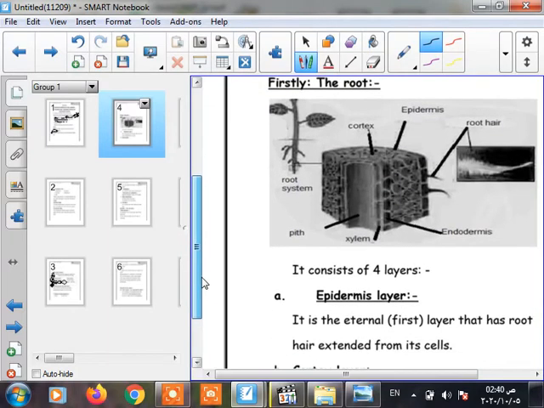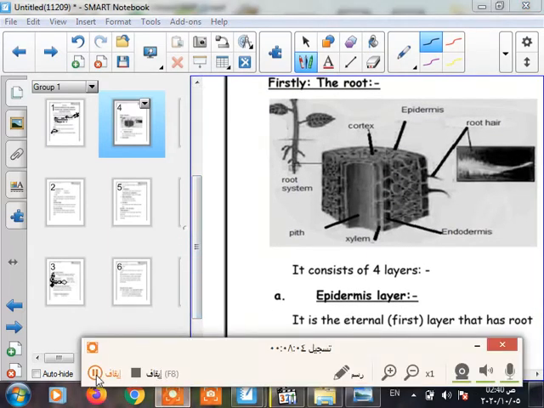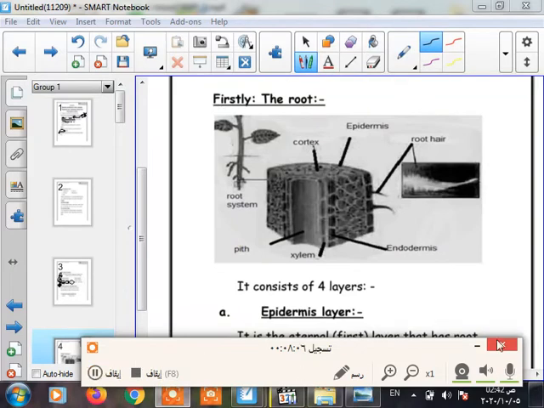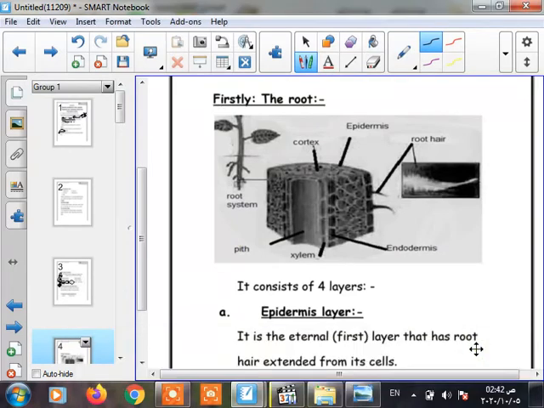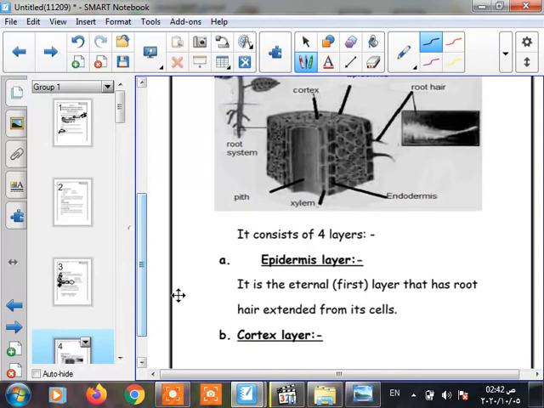Layer number two is called the cortex layer. It's the second layer. It follows the epidermis layer. So the first layer we see in the layers of the root is called the epidermis layer. The second layer is the cortex. As we see here, the first layer is called the epidermis and it's the external layer. The second layer, which follows the epidermis, is called the cortex.